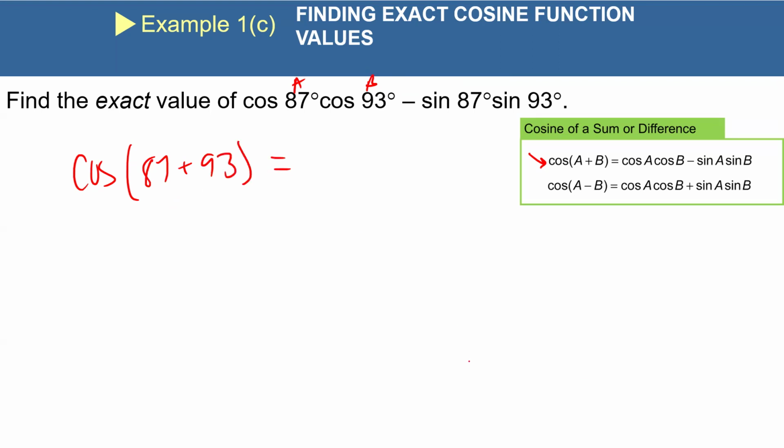And what is 87 plus 93? 180. So I'm looking for the cosine of 180. Do we know the cosine of 180? And what's the cosine of 180? Negative 1.